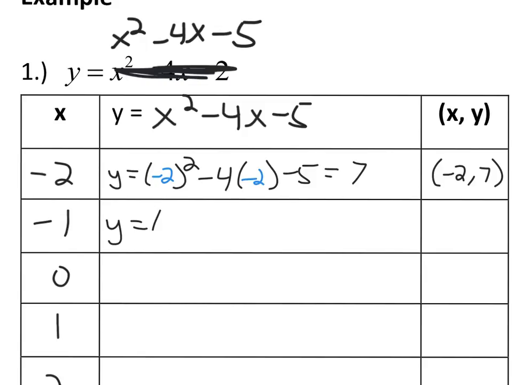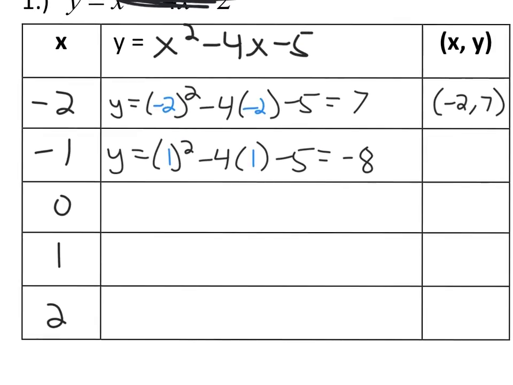Okay, same thing here. Y is equal to 1 squared minus 4 times 1 minus 5. Let's see what that is equal to. 1 squared is going to give you 1, and then minus 4 times 1, so 1 minus 4 is going to give you negative 3. Then negative 3 minus 5 is going to give you negative 8.